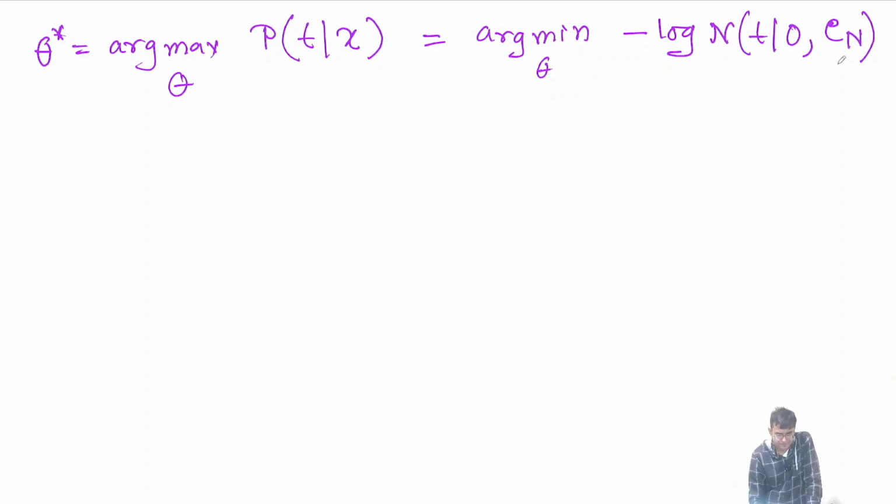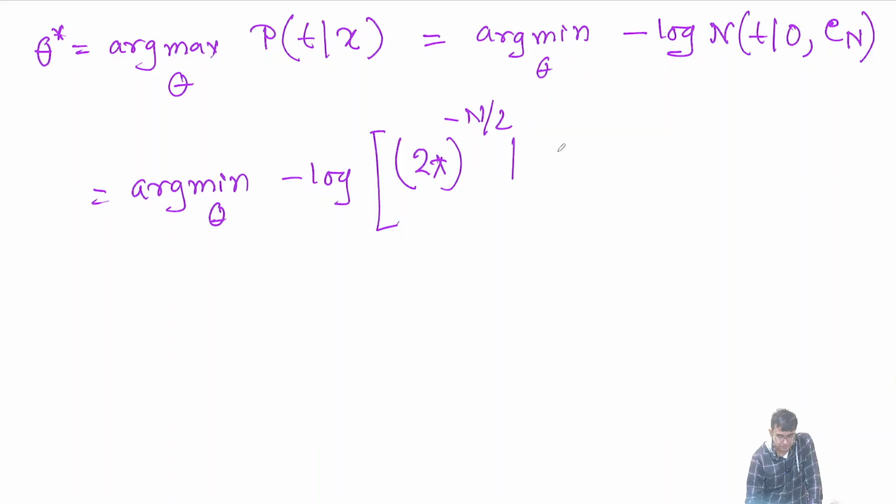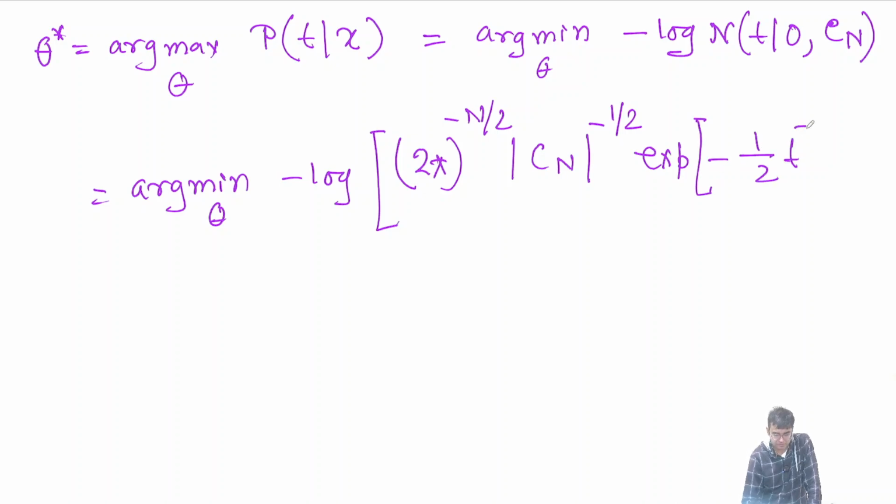Why did I do that? Now open this Gaussian and tell me what will be there. How does a multivariate Gaussian look like? Two pi to the power minus n by 2, as it is 1 by root 2 pi in case of 1 dimension. Then determinant of Cn to the power minus 1 by 2, times exponential of minus half t transpose Cn inverse t. This is what you will get.